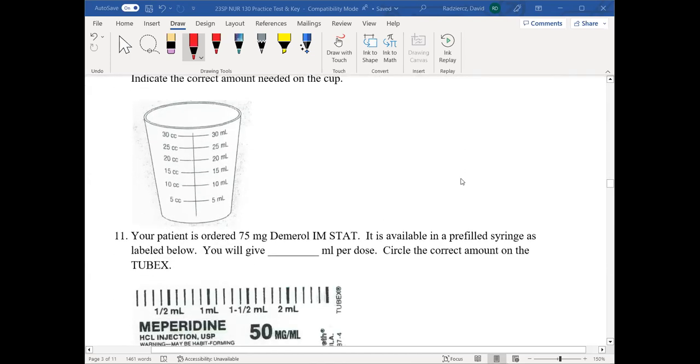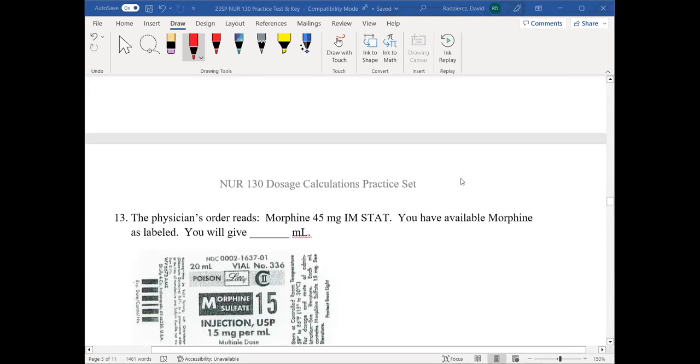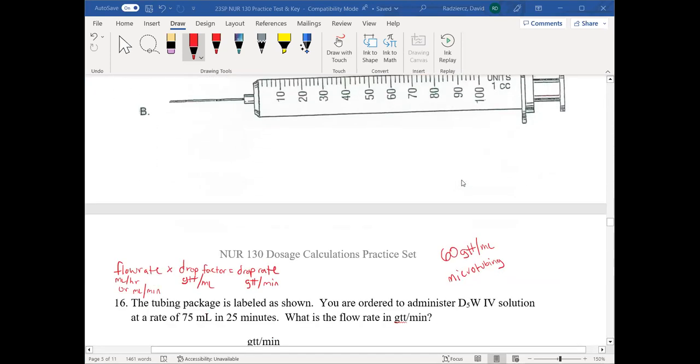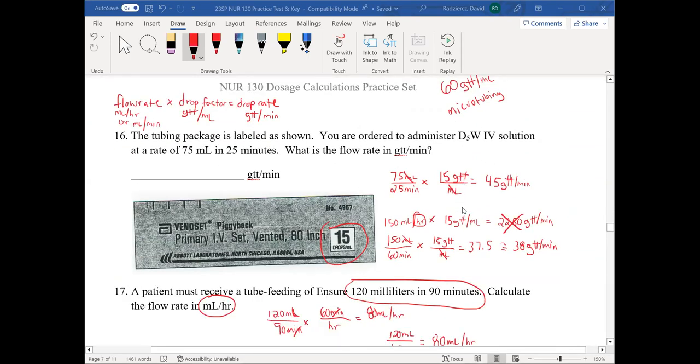I'm just scrolling down to see if there's anything else that I think is good to look at. Yeah, and these are just the drop factor questions. Just remember, especially if you're at the other campuses, it might just say, what is the flow rate? Or calculate the flow rate. You need to know, are we doing milliliters per hour or drops per minute?